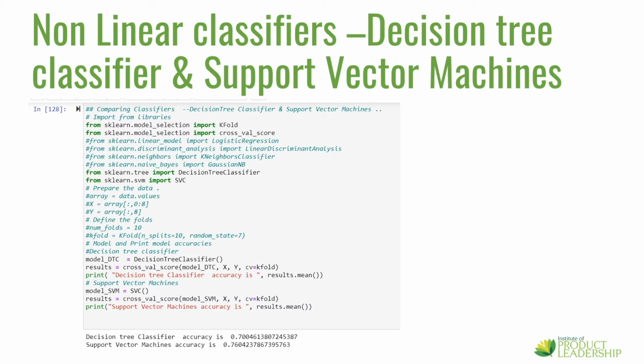Choose k-fold method where k is equal to 10. Define random state is equal to seed, and in this case it is 7. Create an object of decision tree classifier model and then input the model with x and y and finally calculate the accuracy. Same is the process for support vector machines.